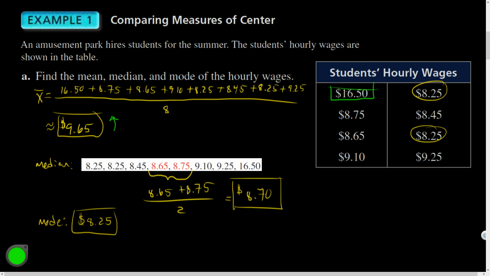Why do you think, in terms of real life context? Maybe it's a shift manager or something like that, and that's why they get paid more.